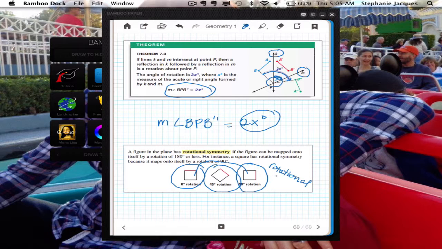The only problem with this is you can't always do that. So you have to do it in 180 degrees or less in order to say it has rotational symmetry.